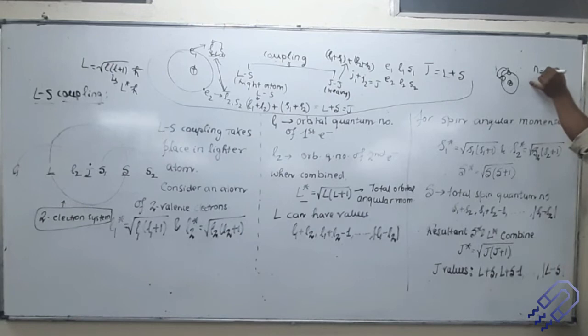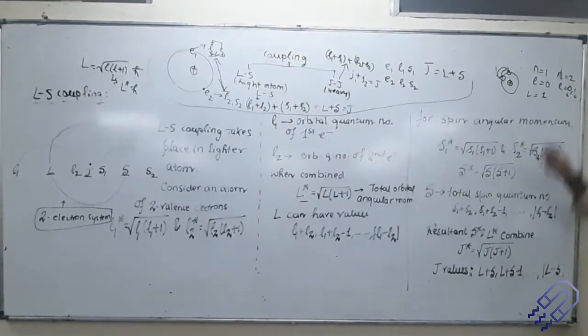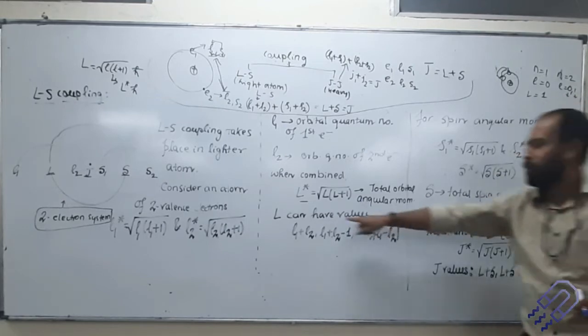Can anyone tell me one value of L1 and L2? When n is equal to 1, what is the value of L? 0, correct? When n is equal to 2, L comes 0, correct? So suppose this is my L1 and this is my L2. What are the possible values of capital L? Capital L can be 0 plus 1, meaning 1, and 0 minus 1 is also 1, so there is just one value. But if we have many electrons, there will be more and more values, and we can have more capital L values.